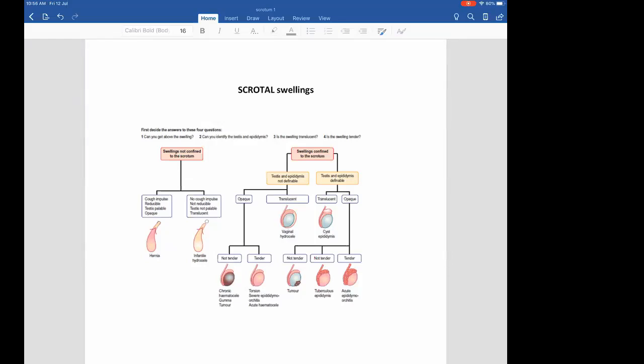What is important is that scrotal swellings include a vast array of swellings, starting from a hydrocele, to a testicular tumor, an epididymal cyst, not so common things from an examination perspective, an epididymo-orchitis, but very common from an examination perspective is something called a testicular torsion.